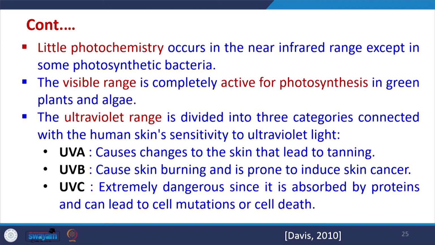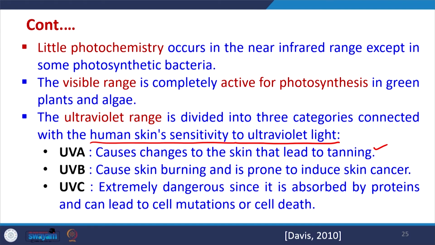Now, little photochemistry occurs at the near infrared region, except in some photosynthetic bacteria. The visible region is completely active for photosynthesis in the green plants and algae. The ultraviolet range has been divided into 3 categories connected with the human skin sensitivity to the ultraviolet light. This is called UVA, UVB, UVC. Now, UVA has lesser energy as compared to UVC. If UVA light is used, it will cause changes to the skin that may lead to tanning only. So, this is UVA.